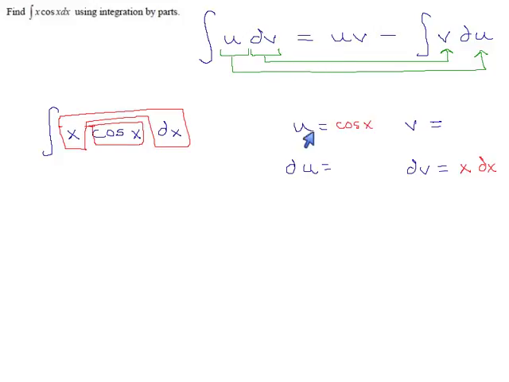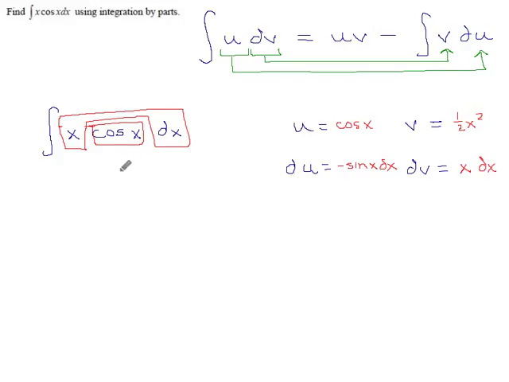Okay, so now we have to figure out what the other pieces are that go with this. If our original u is cosine x, its derivative would be negative sine x dx. That's not too bad so far. If dv is this, then its antiderivative would be 1/2 x squared, and no dx because we just did an antiderivative.